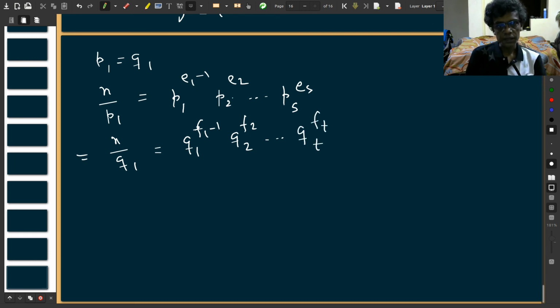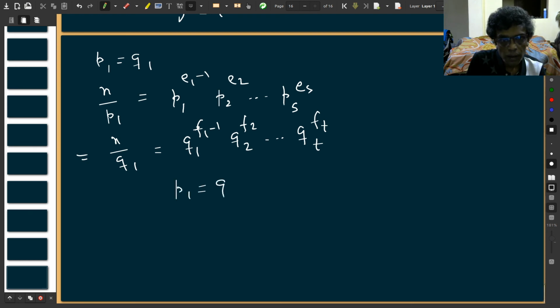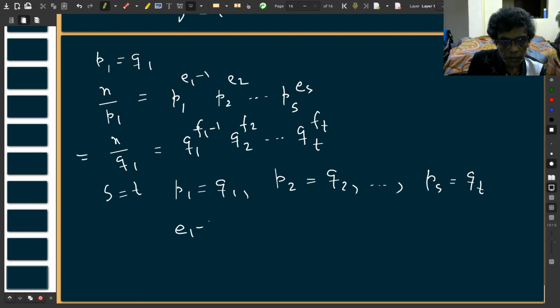Now if I use strong induction, this quantity is smaller than n. So n by p1, or n by q1, which is the same thing, must have unique factorization. In particular, it will prove p2 is equal to q2, and so on, ps equal to qt, s equal to t, e1 minus 1 is equal to f1 minus 1, e2 equal to f2, and so on, es equal to ft.